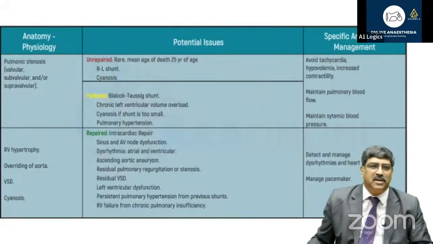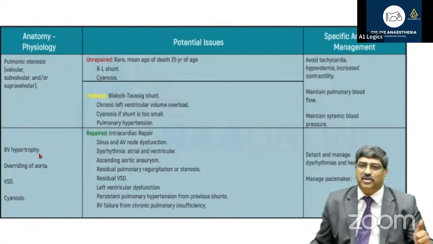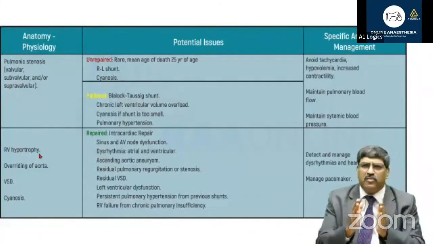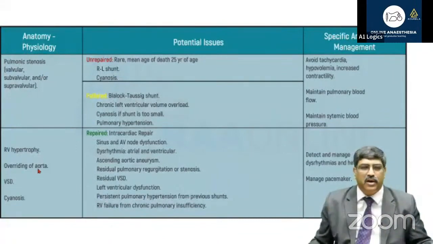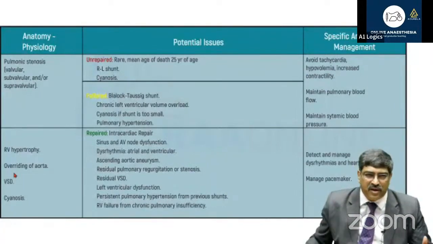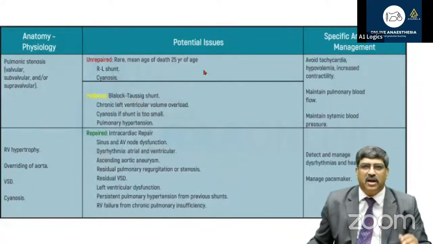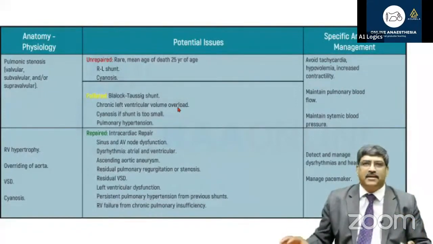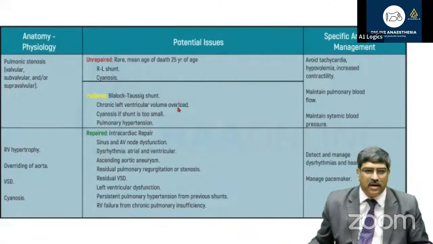Coming to tetralogy of Fallot, it has 4 components: pulmonary stenosis, infundibular pulmonary stenosis. You have to mention infundibular because it is a muscle spasm and a lot of muscle in the right ventricular outflow tract causing obstruction, right ventricular hypertrophy, overriding of aorta, and there is going to be a right to left shunt across the VSD which causes cyanosis. Unrepaired, unless there are a lot of pulmonary collaterals, the patient may not reach adulthood, and the mean age of death is around 25 years.